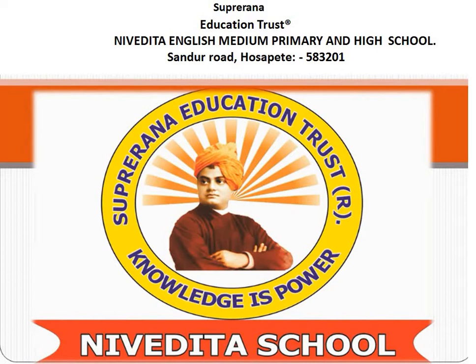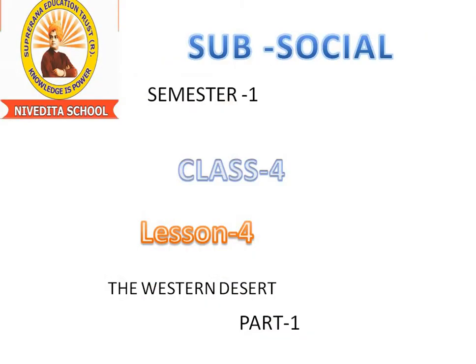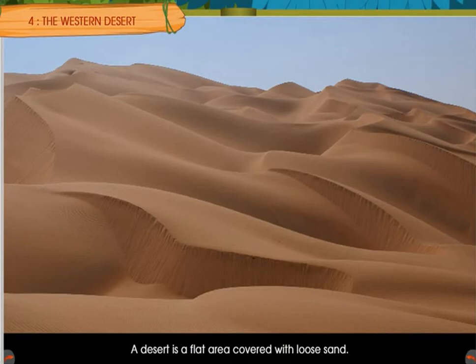Today we are going to learn about the western desert, children. Desert means what? What is a desert? Now we will learn that. Lesson number 4, the western desert, part 1. What is a desert? A flat area covered with loose sand is called a desert.